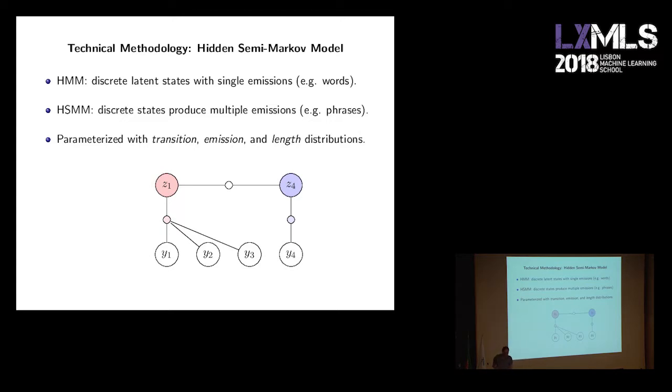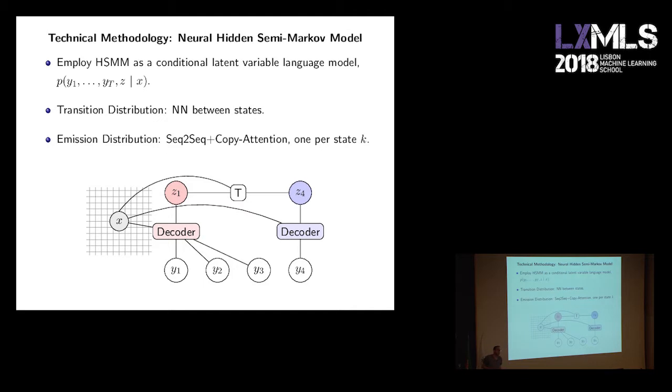Okay. So instead of using this model as is, we're going to add a neural network. So we're going to employ a hidden semi-Markov model as a conditional latent variable neural language model. And to do this, we're going to define the transition distribution between states as a neural network that just takes in 2 states. And we're going to define our emission distribution to be exactly the model I've described so far in this talk. So for every state, we're going to have a copy attention-based decoder that can generate as many words as it would like.